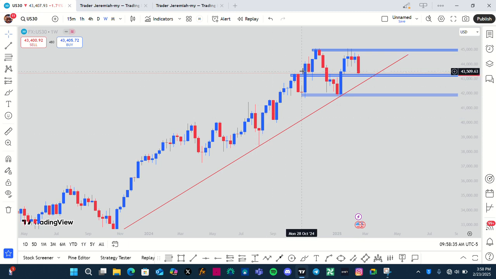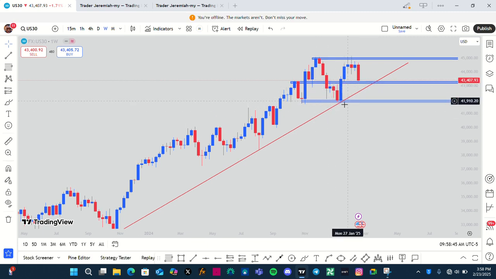Price was creating higher highs and higher lows, but when price got to this region, as you can see, price tapped into this support level, this demand level, and also this trend line. So this was a high probability trade, if you ask me.